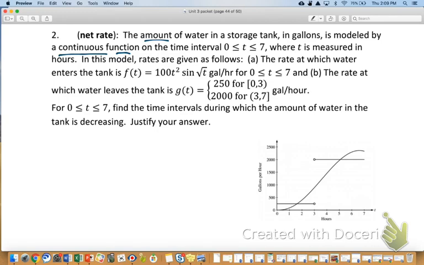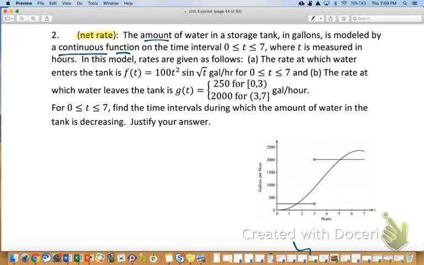Up here at the top, I put this phrase, net rate. It means that there's one rate making the amount of water increase, and there's another rate that's making the amount of water decrease. So there's a net rate, or sometimes people will call these competing rates, because one rate's trying to make the tank get full, and the other one's trying to empty the tank, right? They're competing. A net rate would be a good thing to call this. Okay, so we got a lot of complicated stuff going on here.